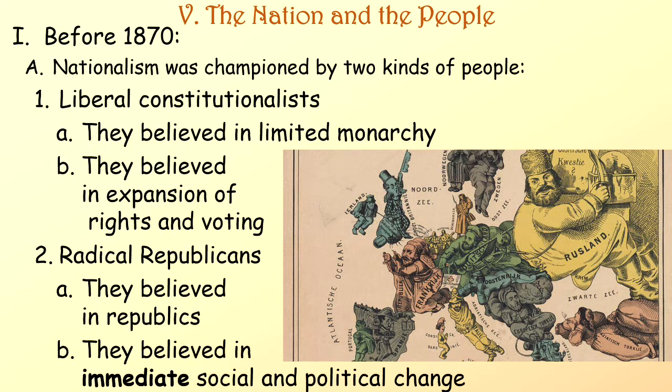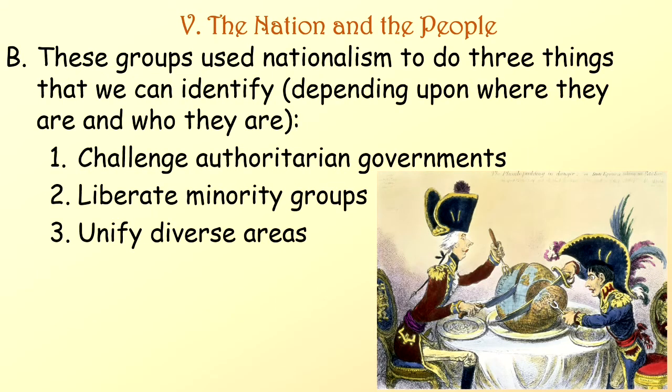Before 1870, nationalism was championed by two kinds of people. You had liberal constitutionalists. They believed in a limited monarchy. They believed in the expansion of rights and the expansion of voting. And you had radical Republicans, people we might call socialists, or Marxists, or communists. They believed in republics, and they believed in immediate social and political change. These groups used nationalism to do three things that we can identify depending upon where they were and who they were. Number one, challenge authoritarian governments. Number two, liberate minority groups. And number three, unify diverse areas.